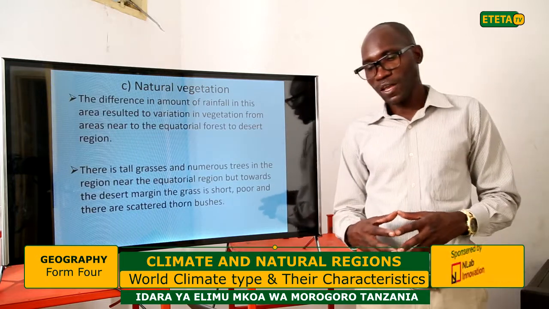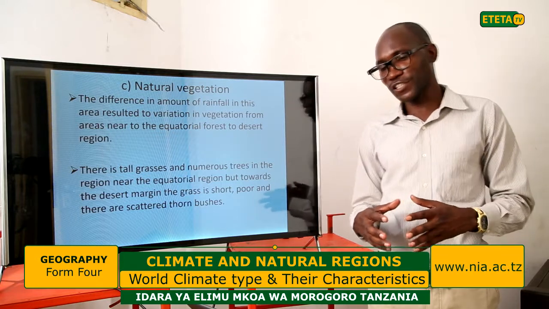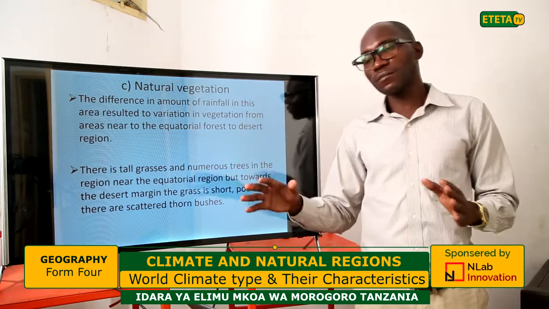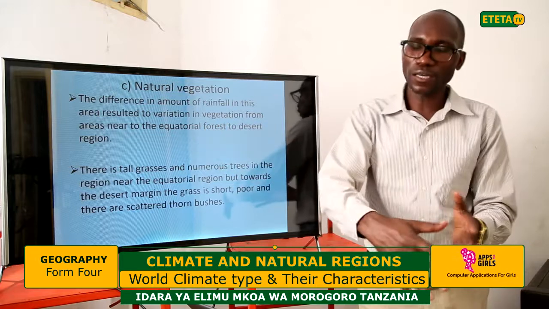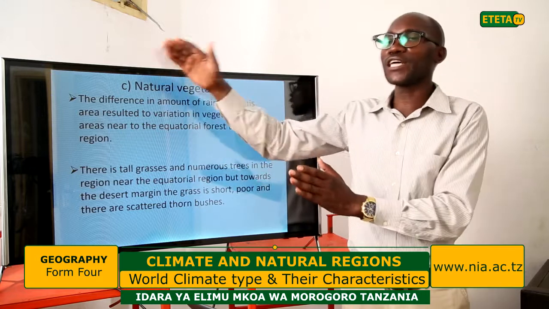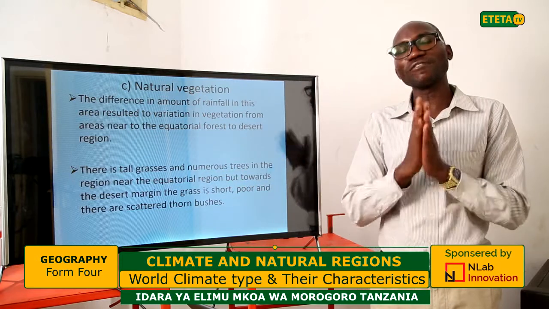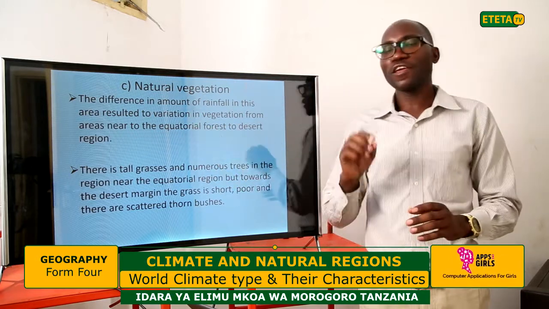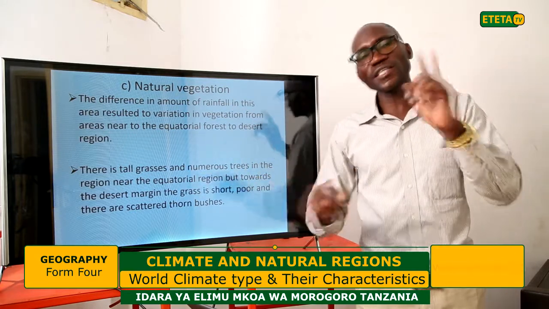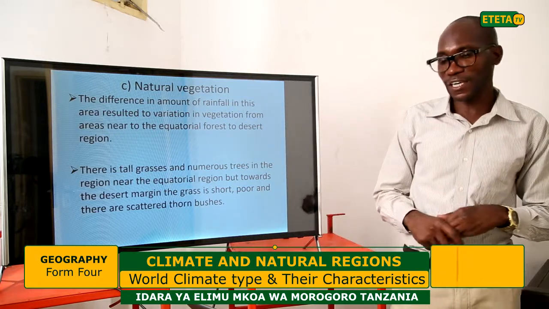Natural vegetation. The difference in the amount of rainfall results in variation of vegetation from the area near the equator to the rest of the region. Some of the vegetation found near the equator will be quite different from that found far apart from the equator. That's why the vegetation will be different, and even human activities will be different. That's why we are saying that tropical grassland is a transition climate from the equatorial to the desert climate.